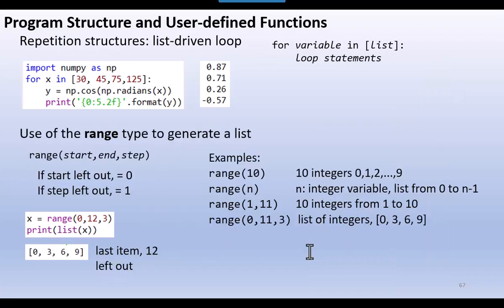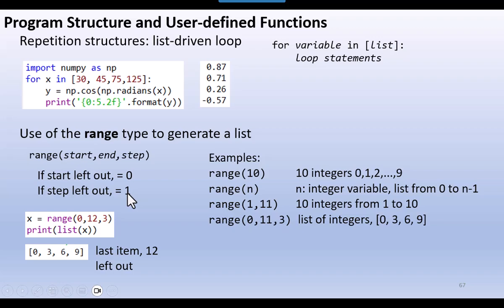So the first example up here is what we just showed you: for variable in list and then loop statements. And you'll notice, as usual, within the structure, they are indented. Now, the use of a range type is very common in order to generate a numeric list. And that statement is range, start, stop, and step. If we leave the start out, it assumes the value of 0. And if we leave the step out, it assumes the value of 1.